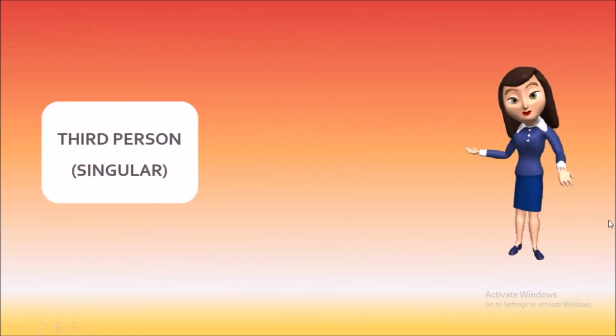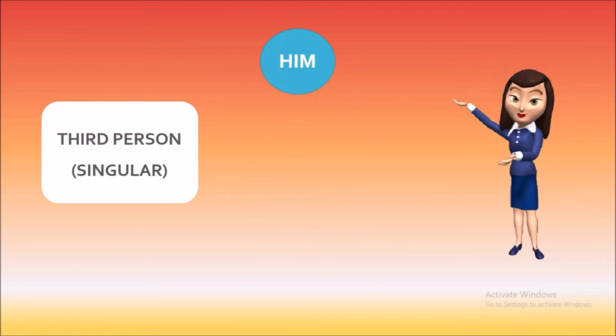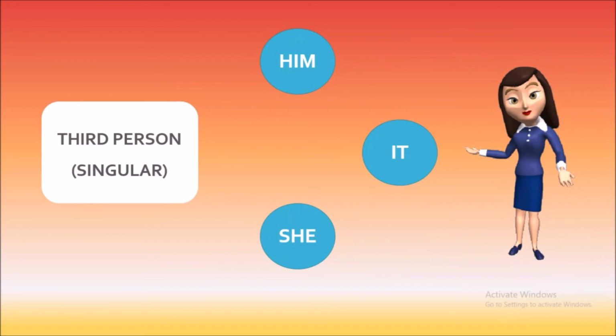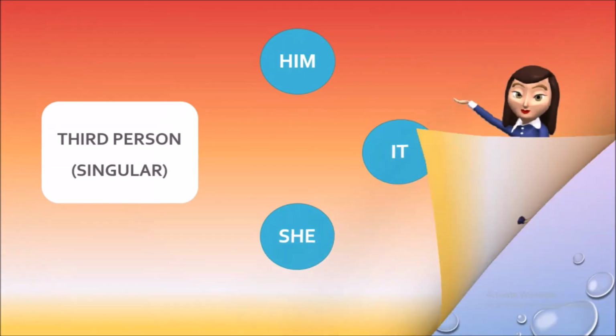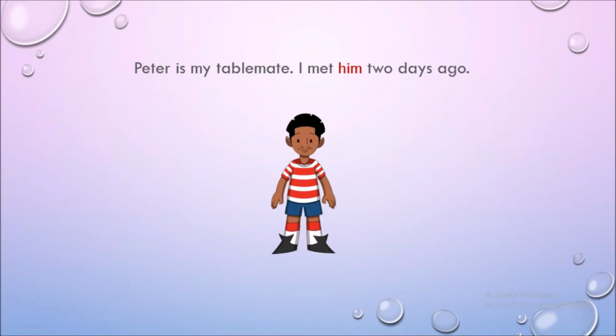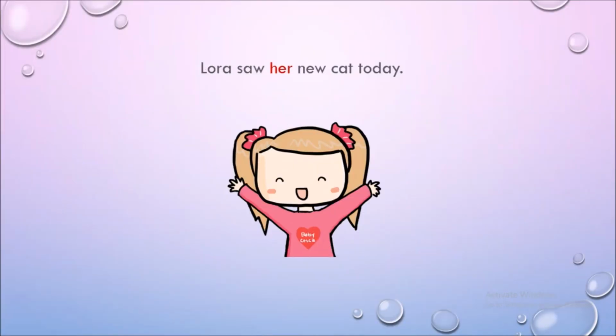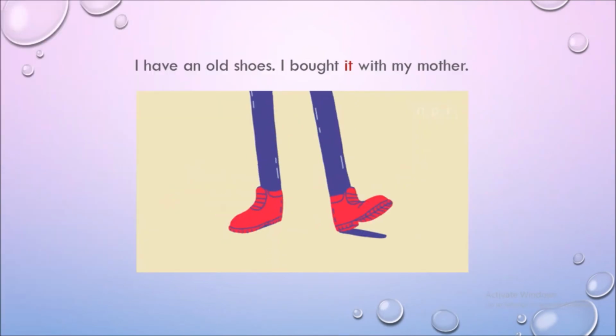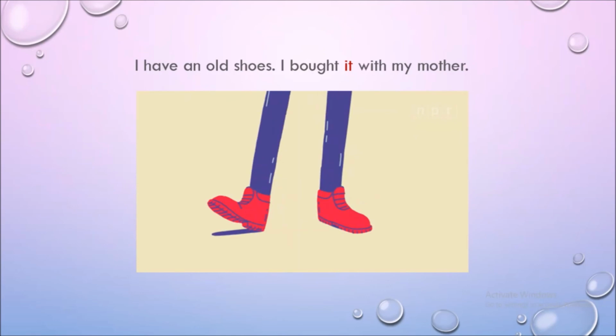For the third person singular, the object pronouns are him, her, it. For example, Peter is my table mate. I met him 2 days ago. Laura saw her new cat. I have an old shoe. I bought it with my mother.